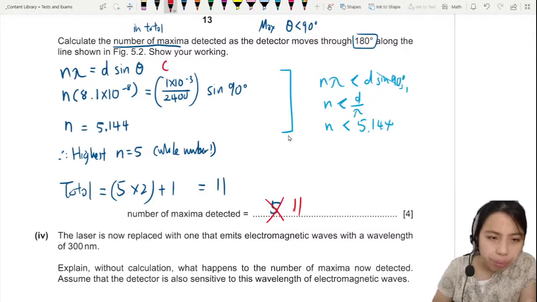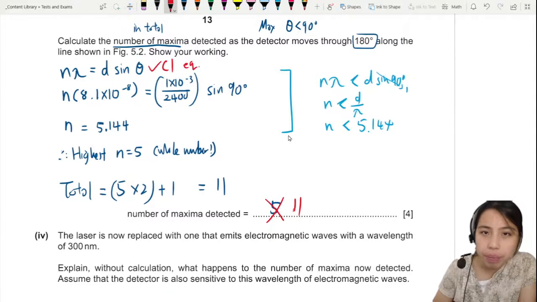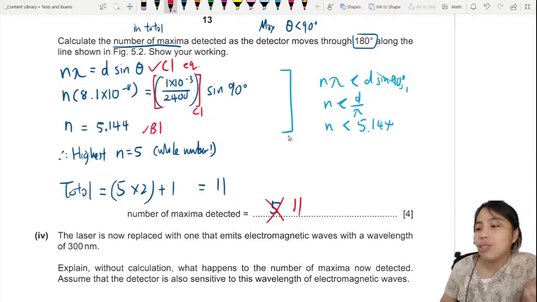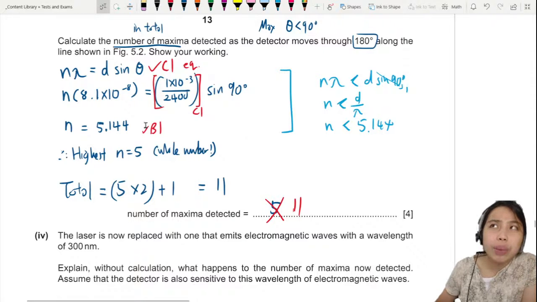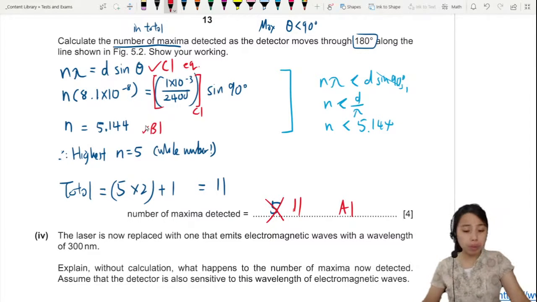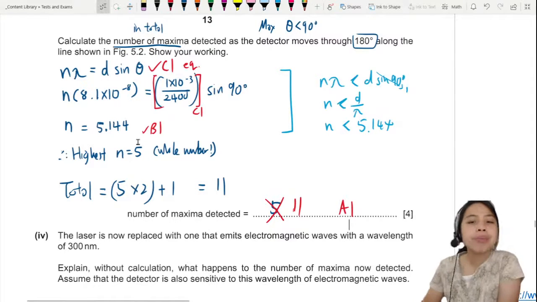So, 1 mark for your equation, C1. 1 mark for your diffraction grating. You know what the D is, this is B1. Sorry, C1. Then if you get your 5.1, find your correct values, it's B1. And then you remember that you want the total, how many in total? That's the final one, A1. 1, 2, 3, 4. 4 marks. Wow, so quite a big question.